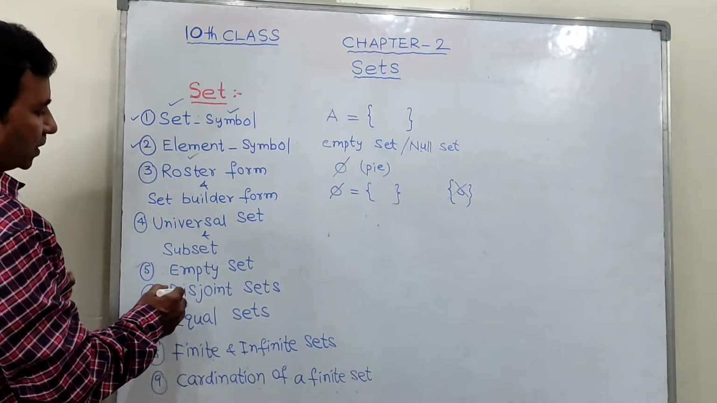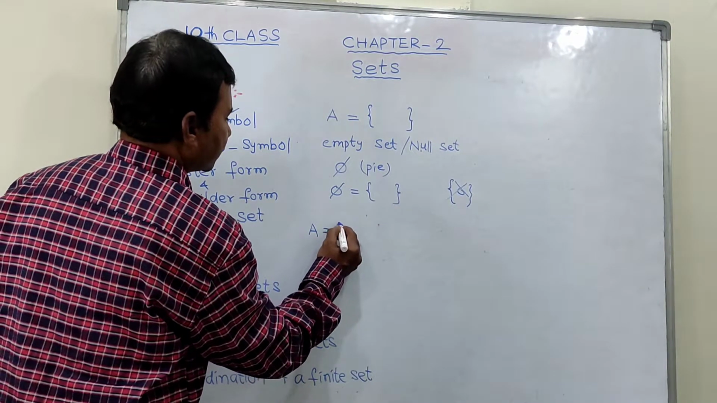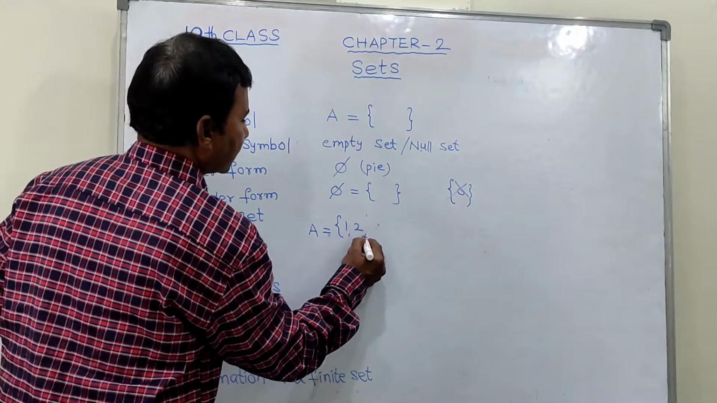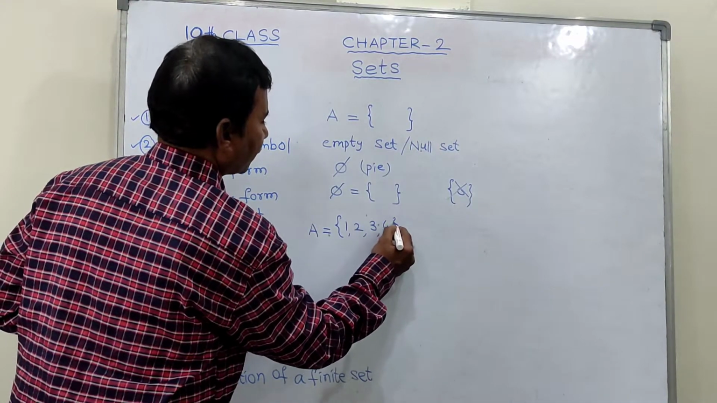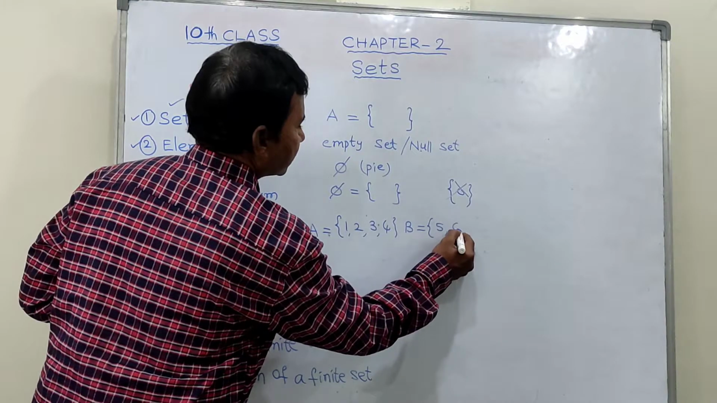Then coming to disjoint sets. Here I am taking two sets. Suppose A equals to 1 2 3 4, B equals to 5 6 7 9.